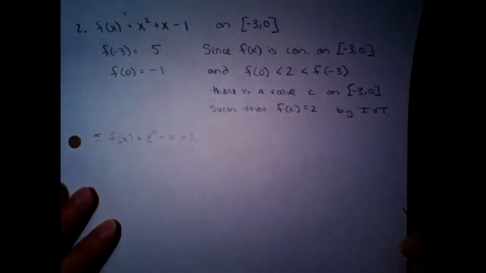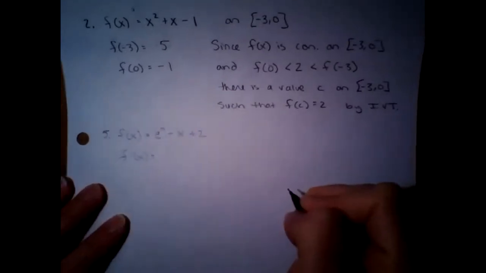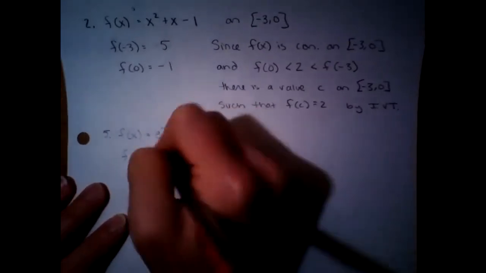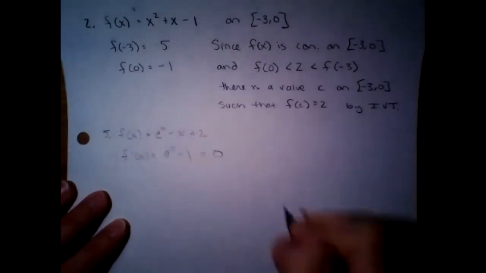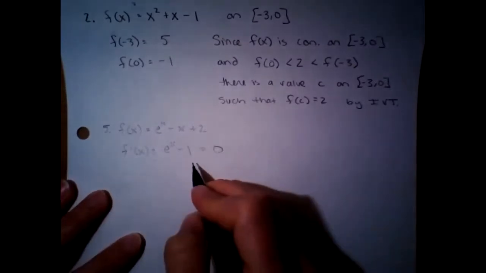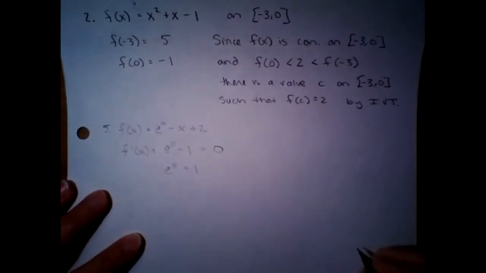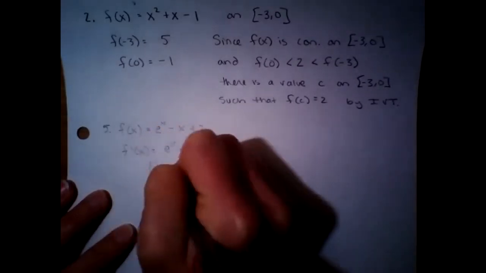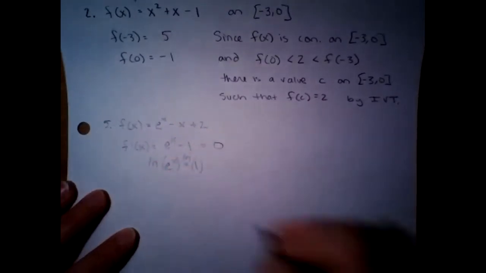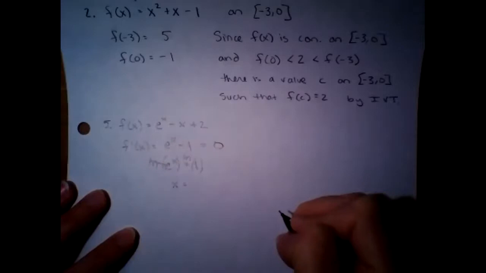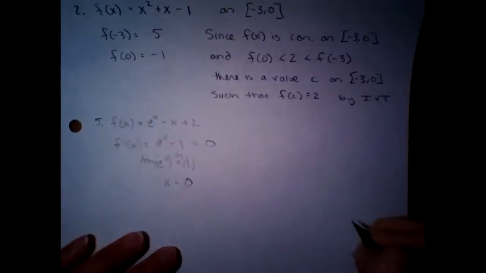So maximums and minimums come from critical points. So we're going to do derivative equals 0. This derivative, e to the x, that would be itself, minus 1. And we're going to set that equal to 0. So we will add over the 1. And then to get rid of e, we're going to do ln of both sides here. So ln and e cancel. That was the whole point. We get x equals ln of 1, which is 0. So our critical point is at x equals 0.